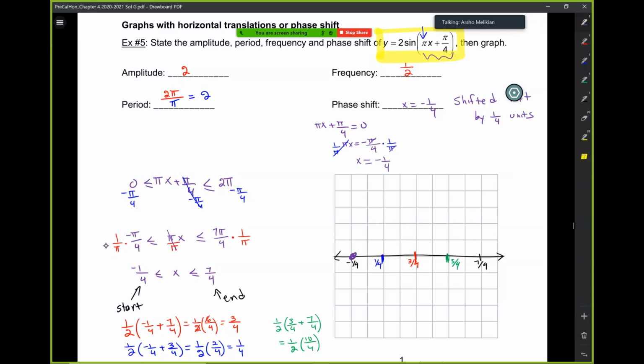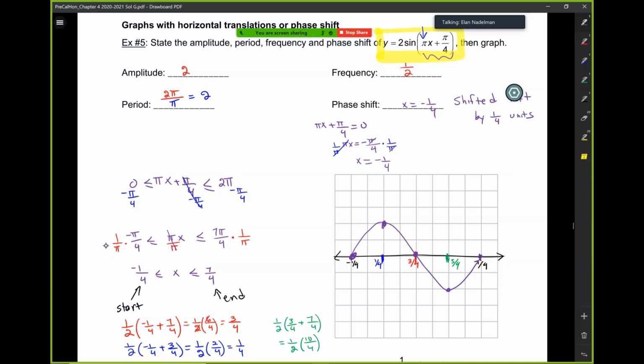I go up to 2, because that's the amplitude. 0, down to 2, 0. There. That's like the epitome of beauty.